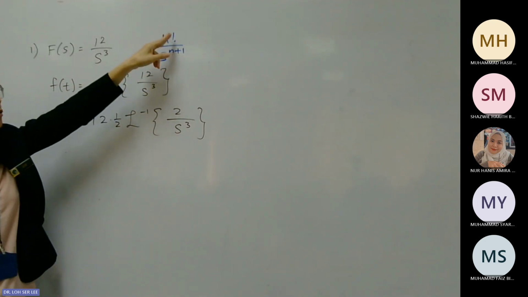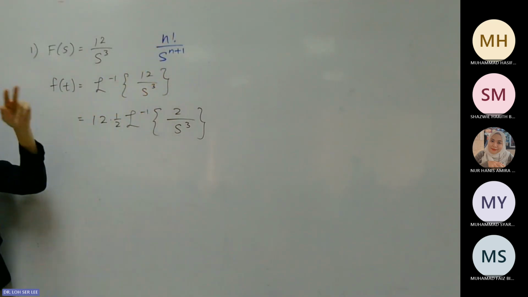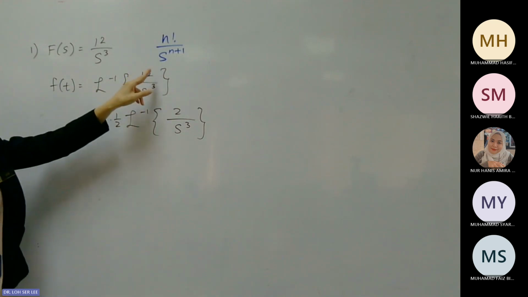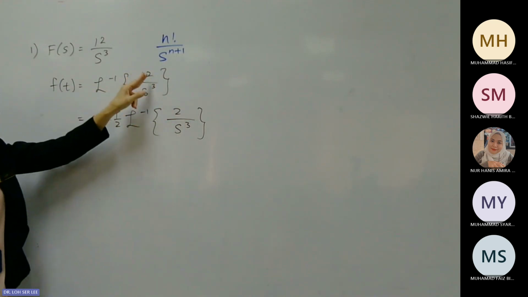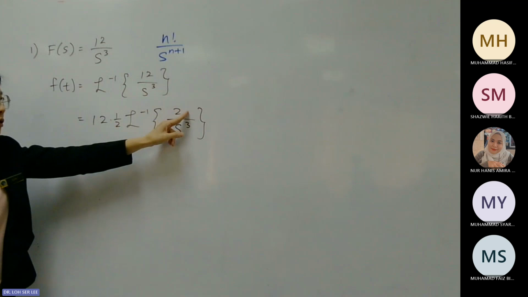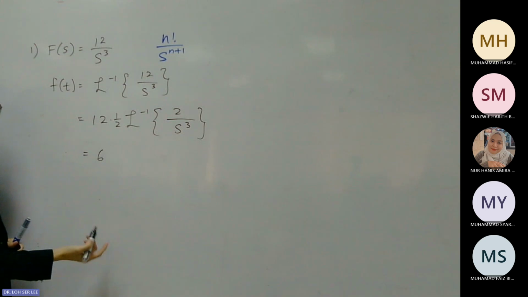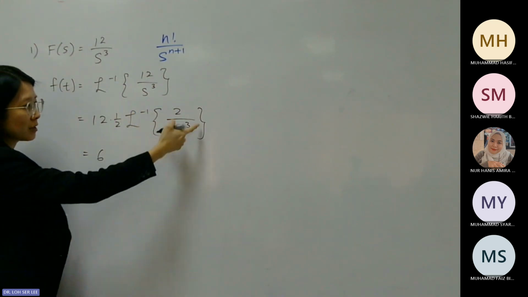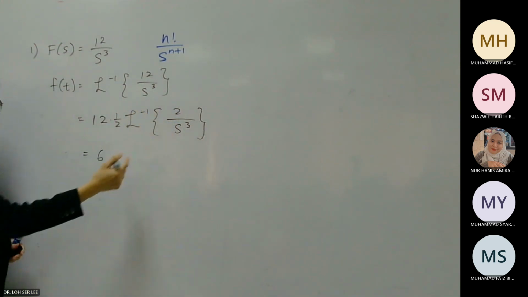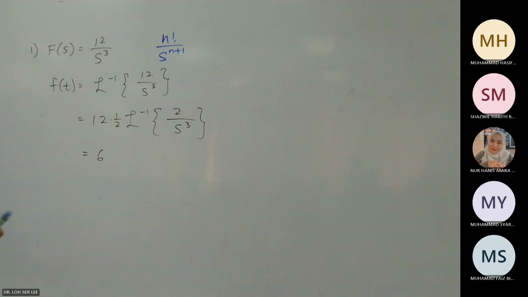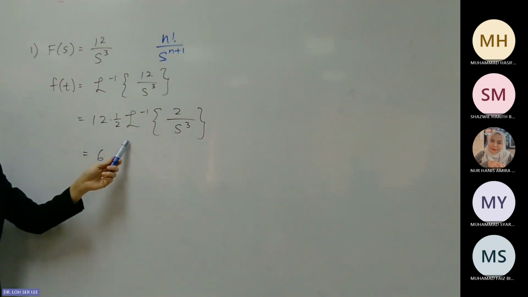So suppose we need the 2 factorial at the top. 2 factorial is 2. We don't want 12, we want 2. So take out the 12, insert the 2, divide the 2 outside. Then 12 divided by 2, you get a 6. And then inverse Laplace of this one, what do you get?